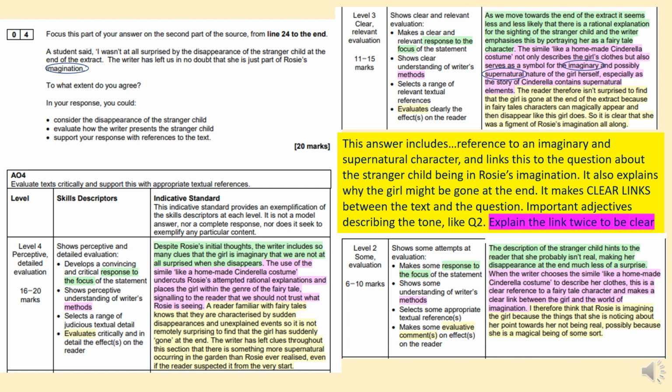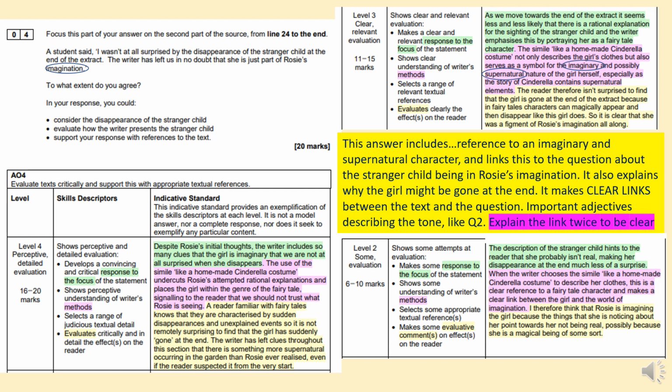As we move towards the end of the extract, it seems less and less likely that there is a rational explanation for the sighting of the stranger child, and the writer emphasises this by portraying her as a fairy tale character. The simile, like a homemade Cinderella costume, not only describes the girl's clothes, but also serves as a symbol for the imaginary and possibly supernatural nature of the girl herself, especially as the story of Cinderella contains supernatural elements. The reader therefore isn't surprised to find that the girl is gone at the end of the extract, because in fairy tales characters can magically appear and disappear like this girl does, so it's clear that she was a figment of Rosie's imagination all along.